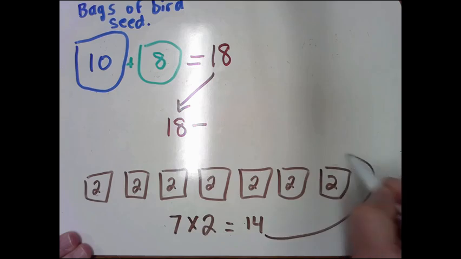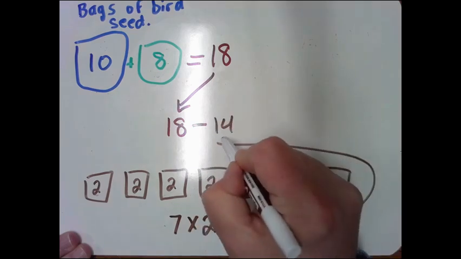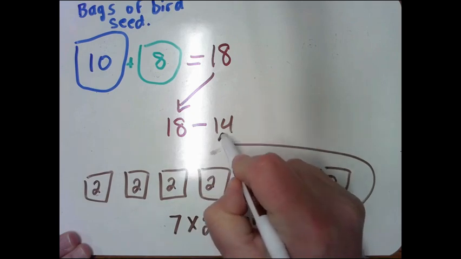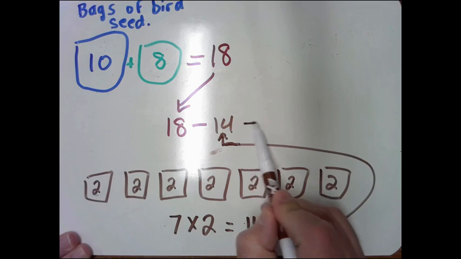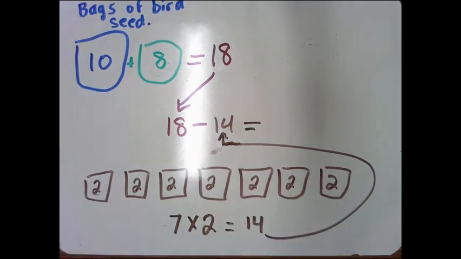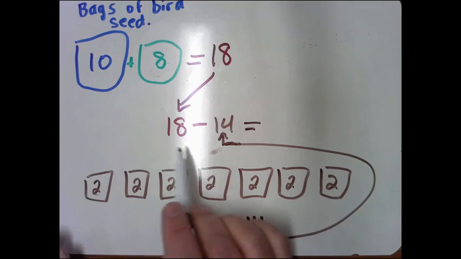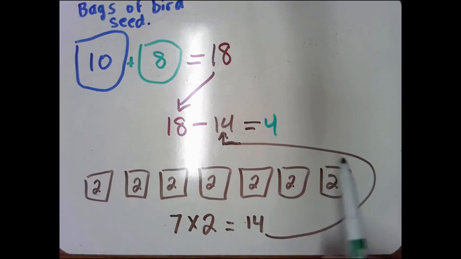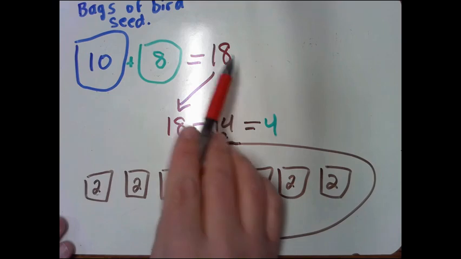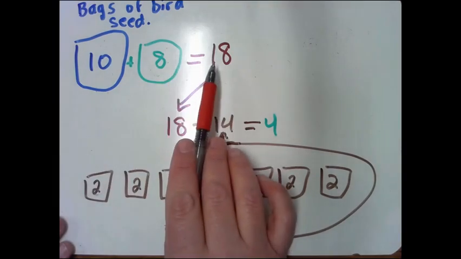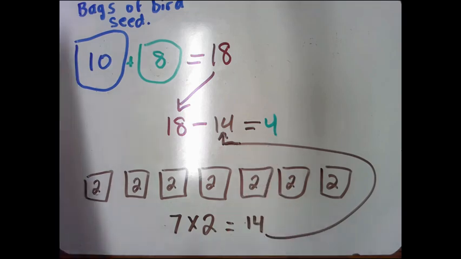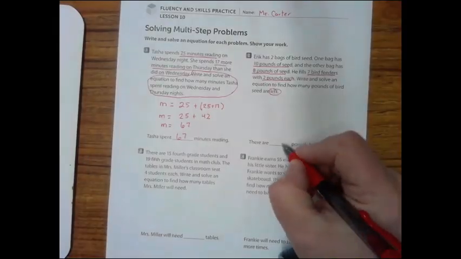So 18 minus 14. And we know that 18 take away 14 is 4 pounds. So that's what he's left with. He started with 18, then he used 14, and that leaves us with 4 pounds left. Okay, so 4 pounds left.